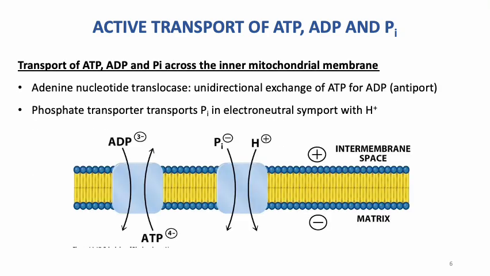As you see here, there is a transporter in the membrane called adenine nucleotide translocase that will allow the entry of ADP 3 minus in exchange for ATP 4 minus, that is to say, this is antiport transport. And we also need inorganic phosphate, which will be transported through a phosphate transporter with H+. So this is a symport transport.